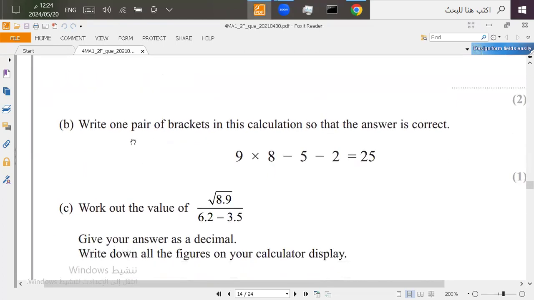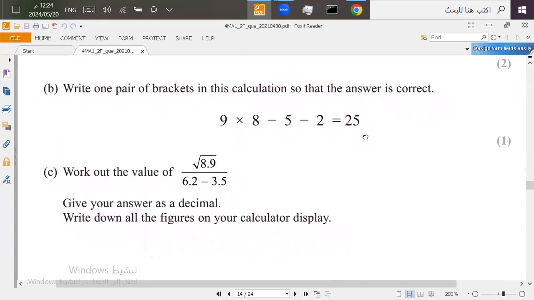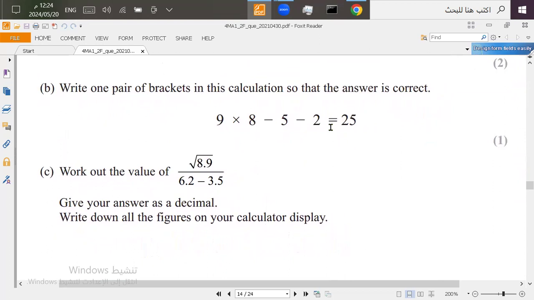B. Write one pair of brackets in this calculation so that the answer is correct. So we need the answer of 25. So let me tell you this. You can't write a bracket here because it's already doing the multiplying first. So you have two options. The bracket might be here, like this. So this is one of the options.